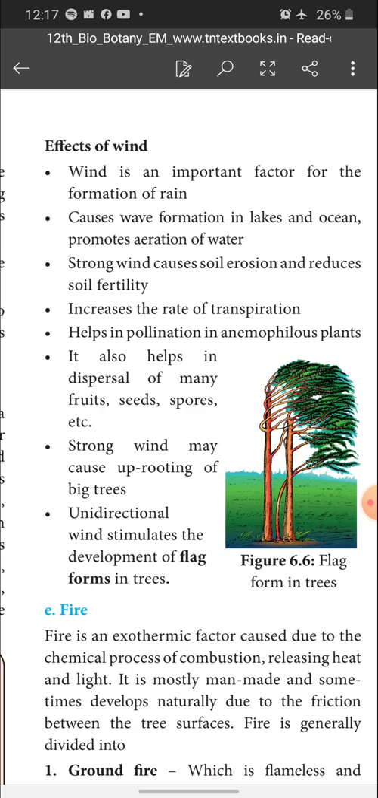Helps in pollination in anemophilous plants. Okay, anemophilous plant means what? Pollination taking place by wind is called what? Anemophilous plant. It also helps in dispersal of many fruits, seeds, spores, etc. Strong wind may cause uprooting of big trees. Then unidirectional wind stimulates the development of flag forms in trees. Okay, these are the effects of wind.